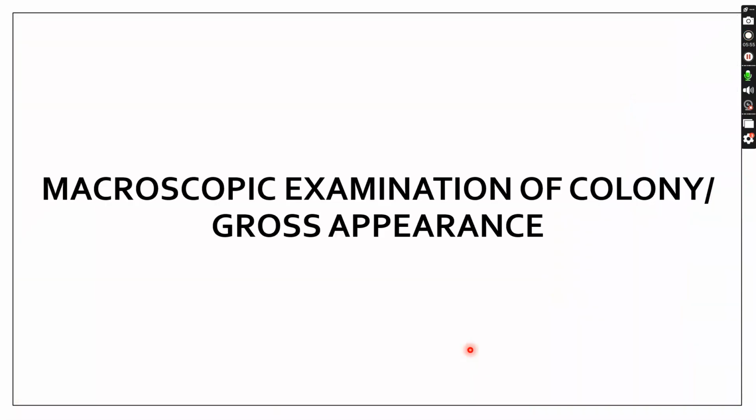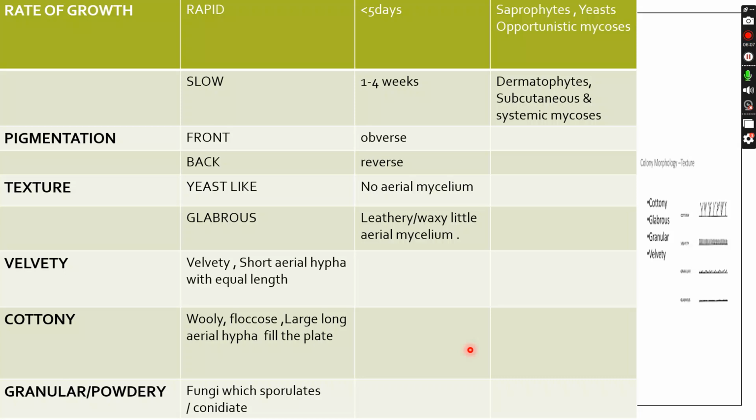Now after the culture, when we inoculate it on the culture media, how will the growth be obtained? By observation of the growth, we can see the macroscopic or gross appearance of the fungus, and also the rate of growth. Depending on the rate of growth, it could be rapid or slow. If it takes less than 5 days to grow, it is called rapid, and slow will take 1 to 4 weeks.